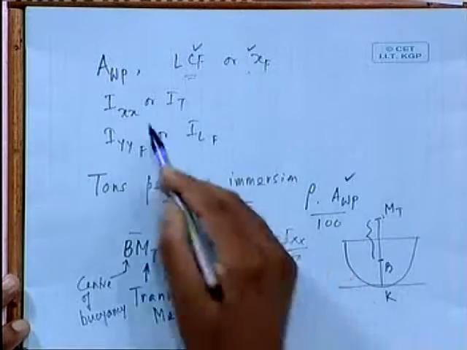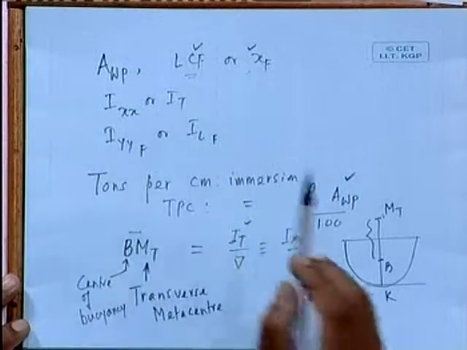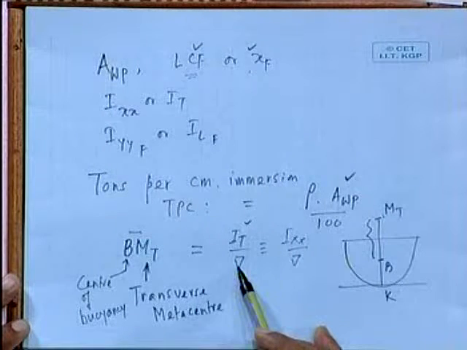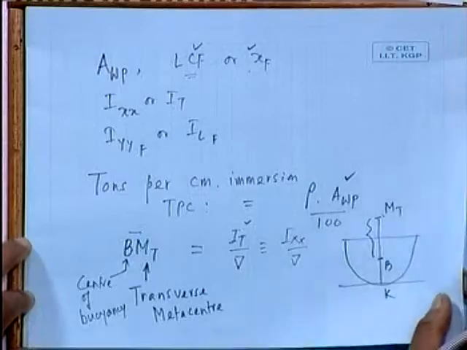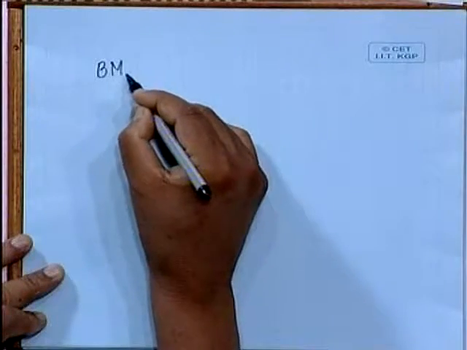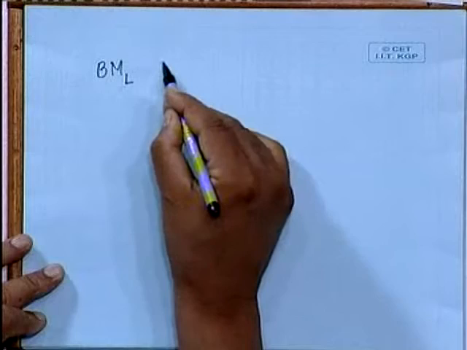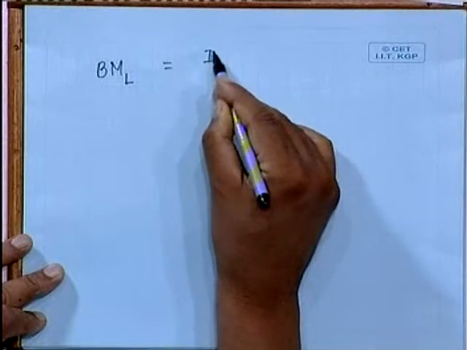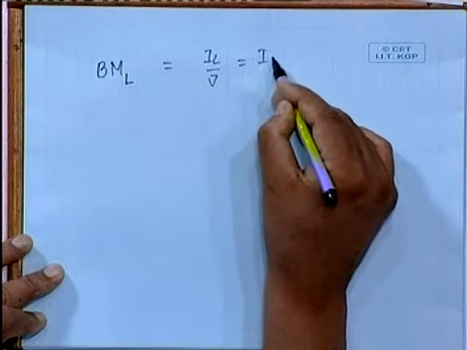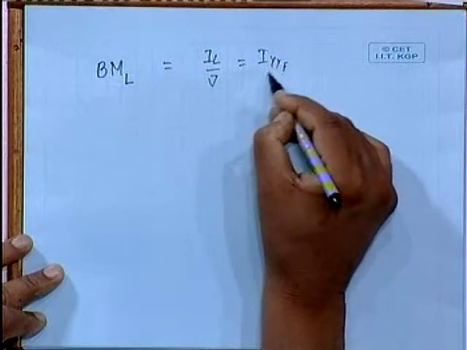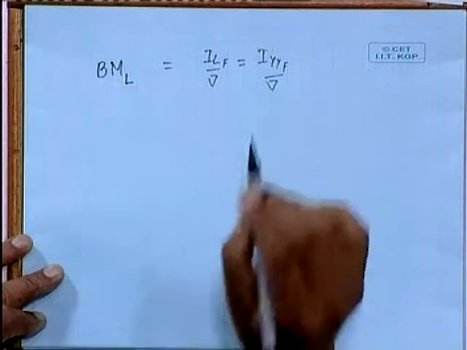Now this we calculate here, and this of course we had beforehand. This is how we call that. This is by itself done. Now comes the other one. One more term is there, BM_L. This will be given as I_L by V, or I_YY through F by V, through F we should write.